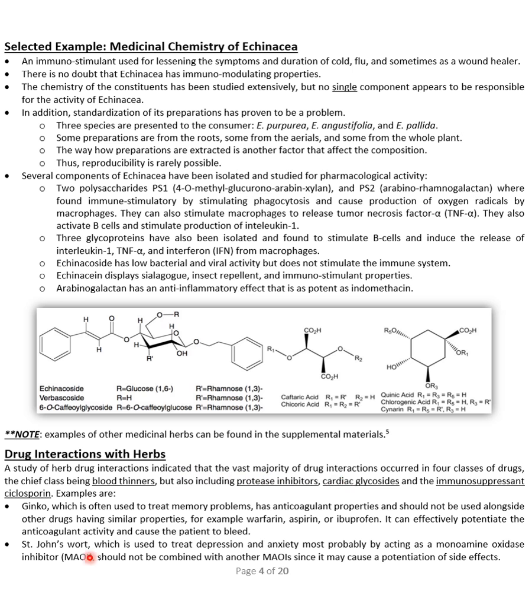So these are all possible interactions. And another example of an interaction is, for example, St. John's wort, which is an herb. It's used to treat depression and anxiety, and it's believed to act by inhibiting an enzyme called monoamine oxidase. So this product, for example, should not be combined with another monoamine oxidase inhibitor, because this might potentiate the side effects.